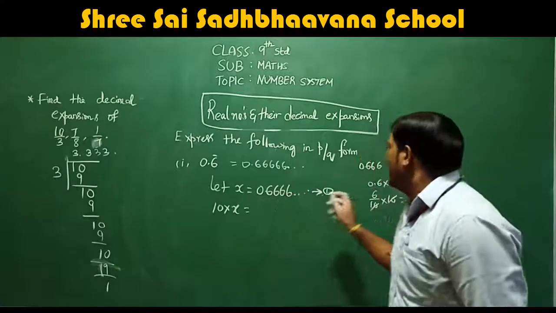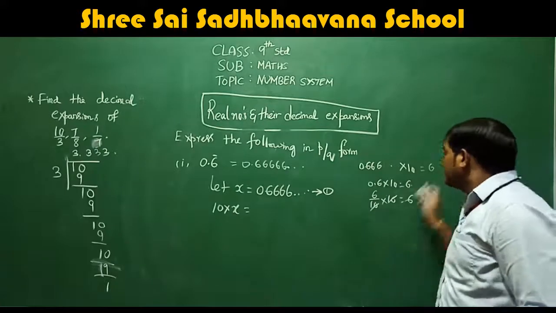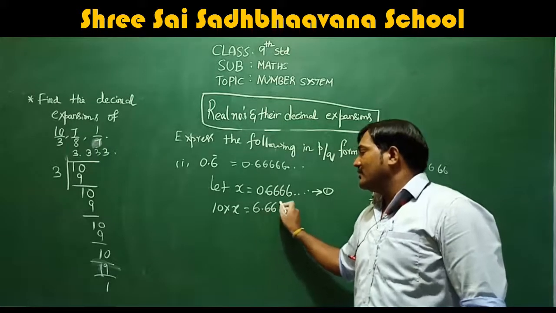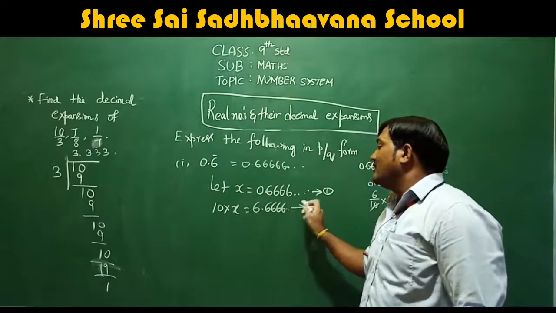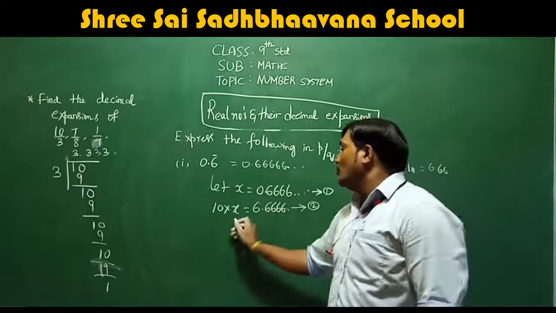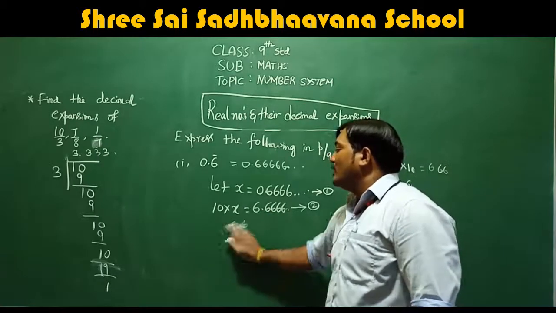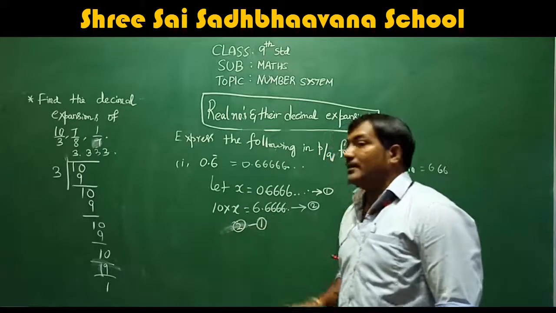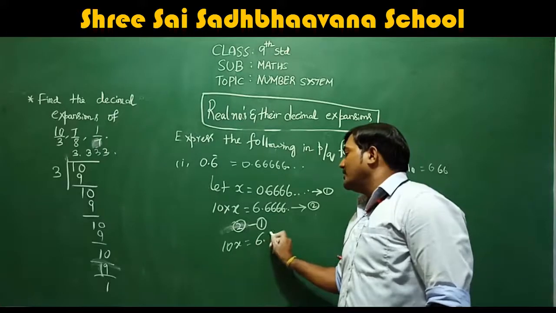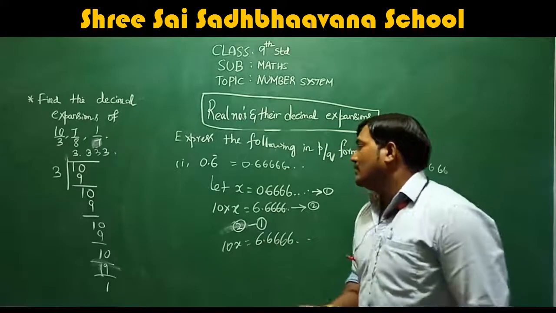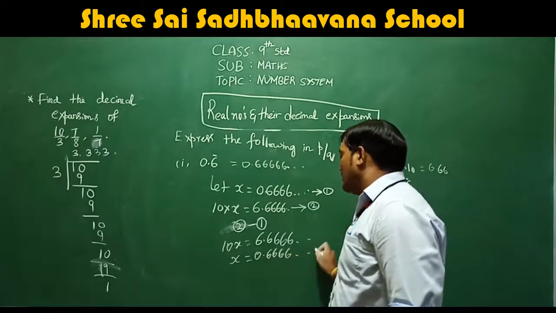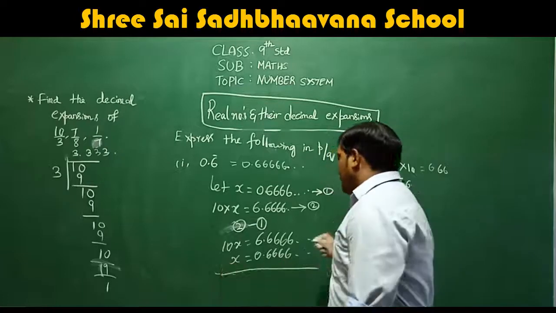If you multiply 0.666 with 10, you will get 6.666, right? The decimal point shifts by one place. So it will become 6.666, and this 666 dot dot will keep on repeating. It will not end. Anyway, you subtract: 2 minus 1. First you write the second: 10x is equal to 6.666 dot dot. Next, x is equal to 0.6666 dot dot.